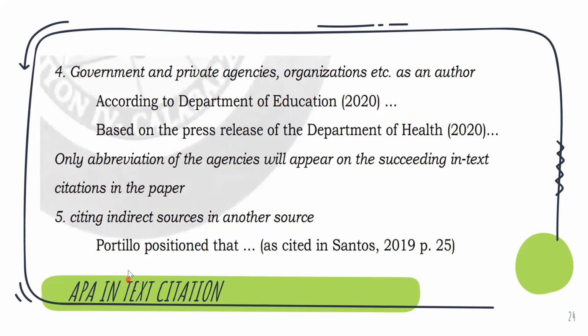And then citing indirect sources in another source. For example, Portillo positioned that, as cited in Santos. For example, Portillo is the main author, or what we call the primary author, and then our secondary author is Santos. So we just say, Portillo positioned that, as cited in Santos 2019, page 25.